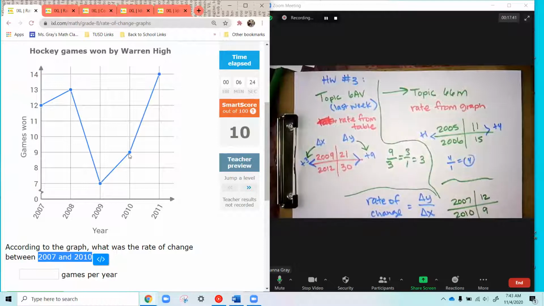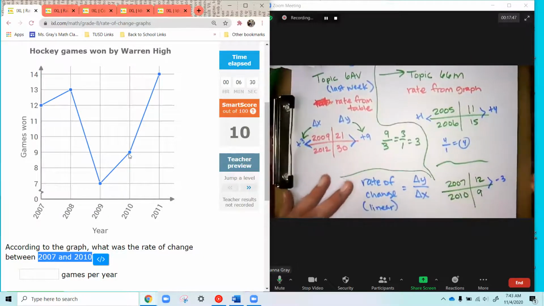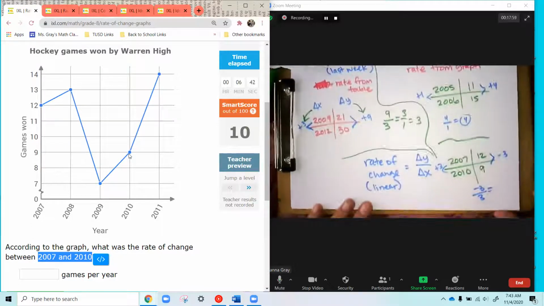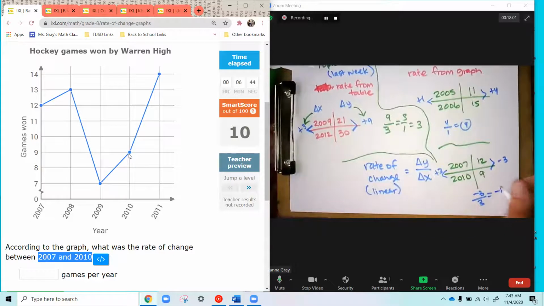So this time when I look at my change in y, I'm going down this time. So I represent that, obviously. Hopefully that seems straightforward with a -3. And then this time I'm going from 7 to 10, which is a +3. So if I put -3 on top and +3 on the bottom and reduce this, -3 divided by 3, oh, oops, then you have -1.